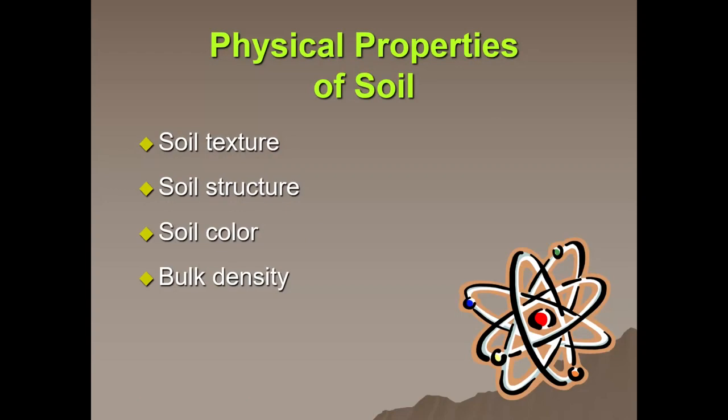Welcome back. Here we learn about the physical properties of soil. Physical properties of soil is divided into four groups: soil texture, soil structure, soil color, and bulk density.